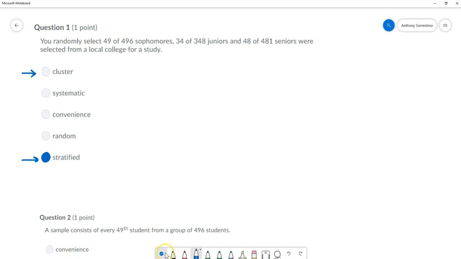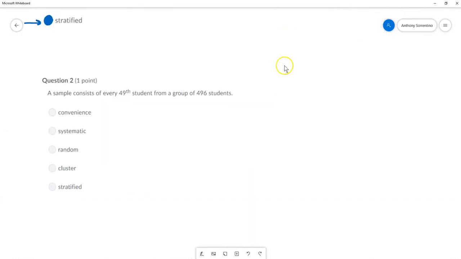For the next one, the sample consists of every 49th student from a group of 496 students. The fact that it says every 49th student, that kind of terminology gives it away automatically. It's systematic, because I count 49, that's the person I choose. If I count another 49, that's the person I choose, and so forth along the line.